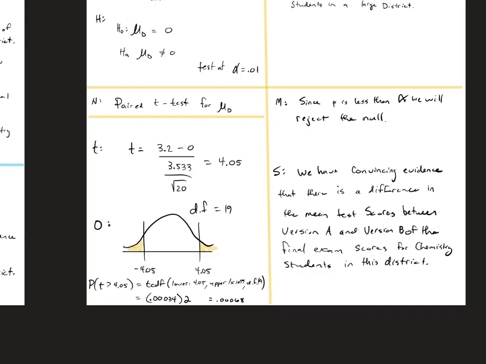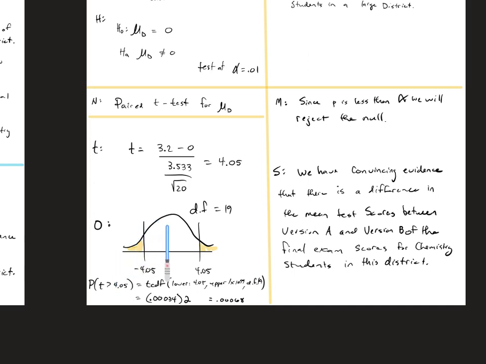So here's our formula for t. We're going to take a look. T is equal to, because we don't know the population standard deviation, our x-bar difference, our sample mean difference, minus 0, over our standard deviation of our sample divided by the square root of 20, because that's the number in our sample. So when we do that, we get a t-score that's 4.05.